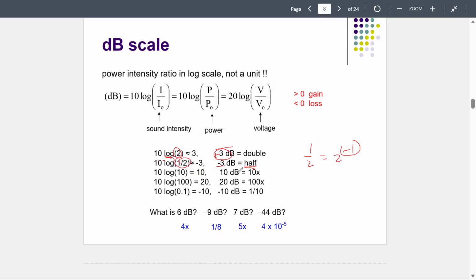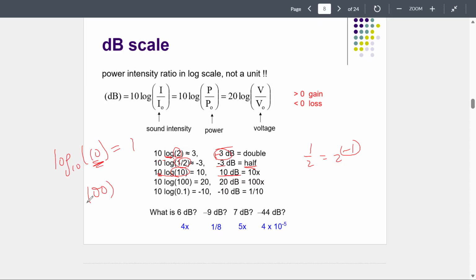Are you with me? Trust me, you can check it with your calculator later. But 3 dB, you hear that a lot. And then the next one is 10 dB. So what is log base 10 of 10? 1. Right? 1 times 10 is 10. So 10 dB means 10 times.